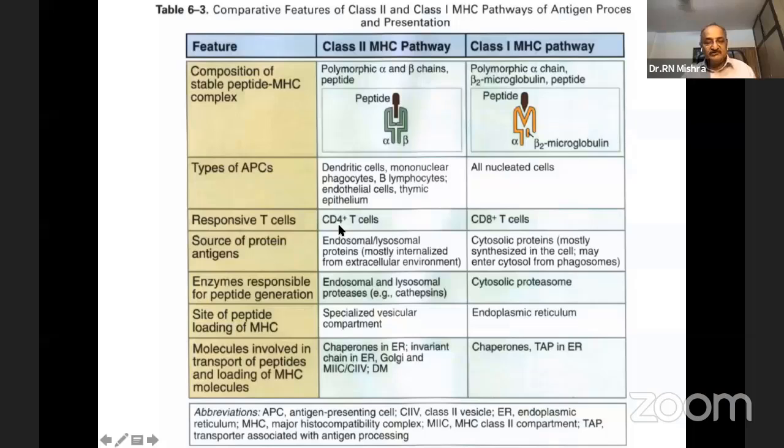This is the response to CD4 T cell, and this is for CD8 T cell. The source of protein antigen is endosomal, lysosomal protein, and these are cytosolic proteins. Enzymes responsible are endosomal or lysosomal proteases. This is a cytosolic proteasome. And the site of peptide loading is a specialized vesicular compartment, and this is the endoplasmic reticulum. The chaperones are the invariant chain here, and in the endoplasmic reticulum there are chaperones and TAP.